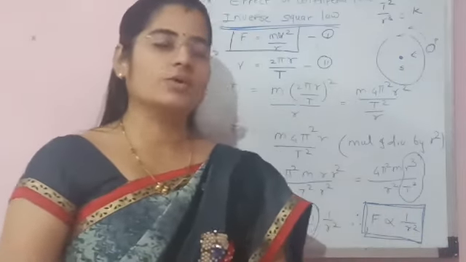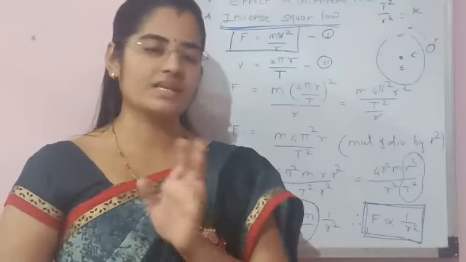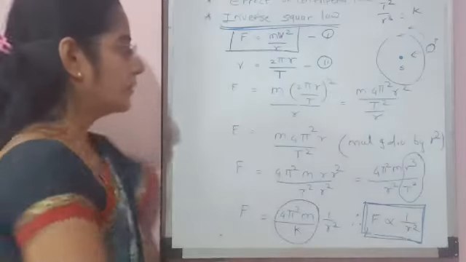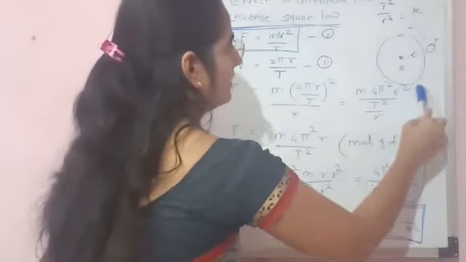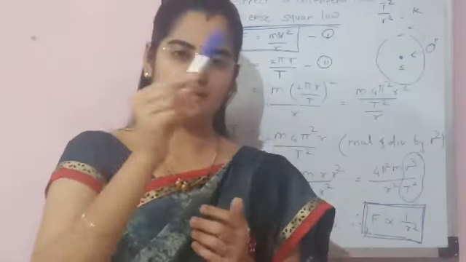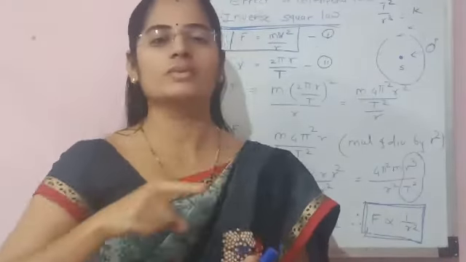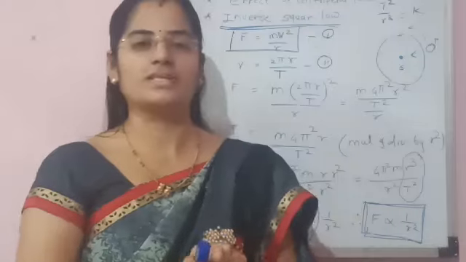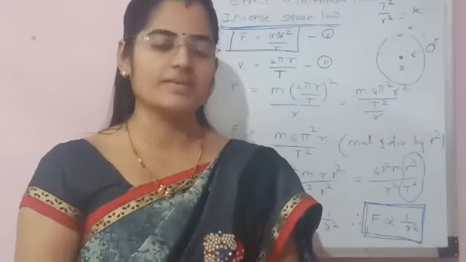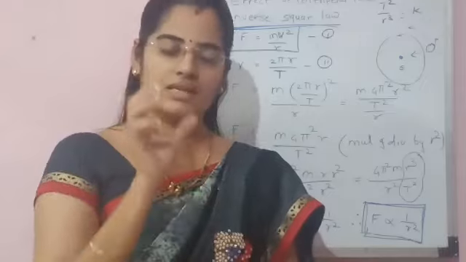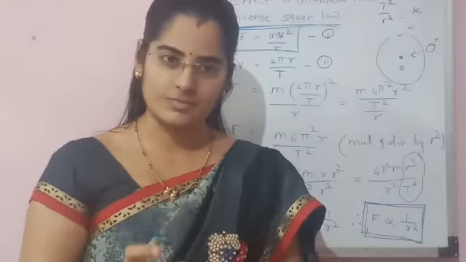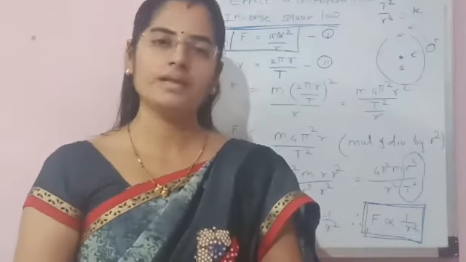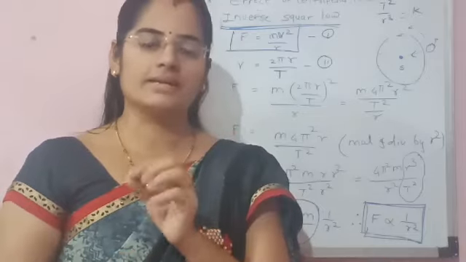Here, the first point is uniform circular motion. We already studied this definition in our previous year. What is uniform circular motion? When an object is continuously moving along the circumference of a circle with a constant speed, such a motion of the object is called uniform circular motion. Then the second point is the magnitude of centripetal force.